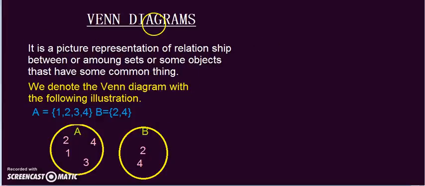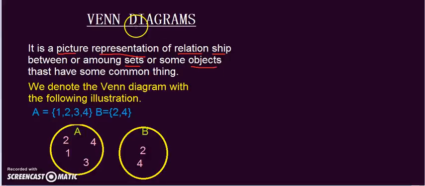Hi, in this session we will be discussing Venn diagrams in a set. So how to draw a Venn diagram for a given set. So actually what is a Venn diagram? A Venn diagram is nothing but a picture representation of the relationship between or among the sets or some objects, right?